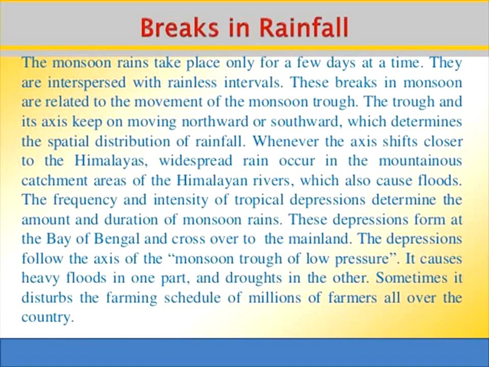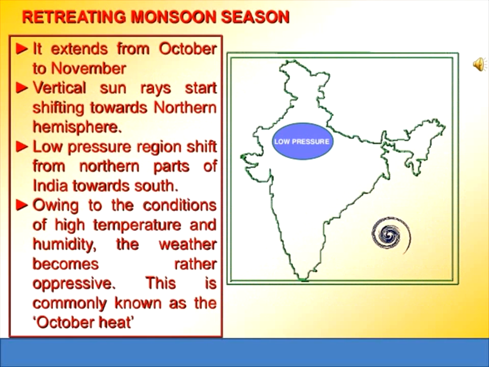And sometimes it disturbs the farming schedule of millions of farmers also. Farming schedule means the cropping pattern, whether it is what we call the rabi crops, zaid crops and kharif crops, the cultivation of crops by the farmers. Most probably, based on these breaks in rainfall, sometimes it disturbs the farming schedule of millions of farmers all over the country. That is the main thing you can say.